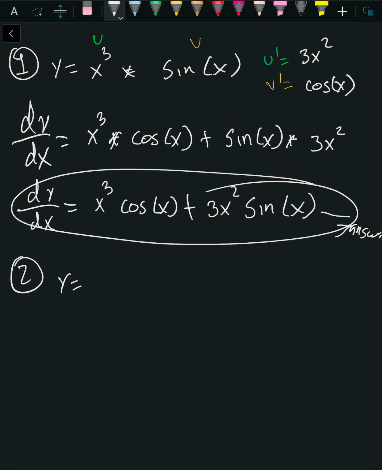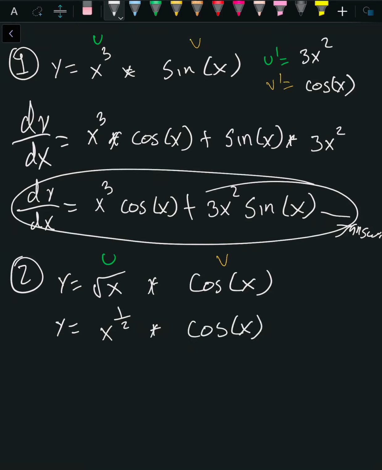Right? Let's do another example. Let's do y equals square root of x times cosine of x. Right? Same thing. This is our u and this is our v. Let's rewrite the first term just to make it easier to solve using the power rule. So we can rewrite this as x raised to the 1 over 2 times cosine of x. So same thing we did on the last one.